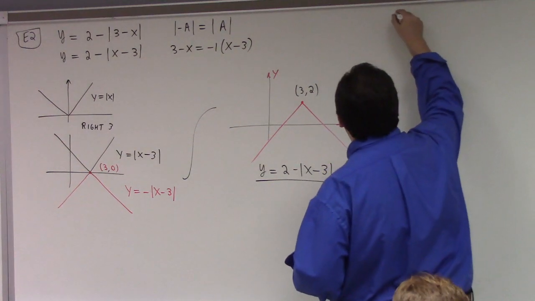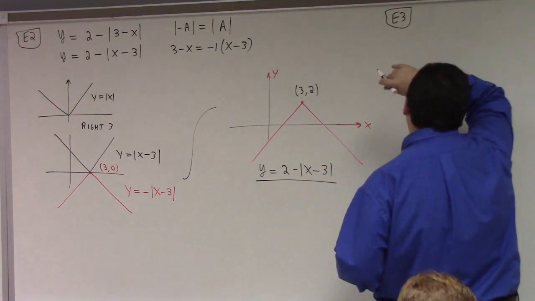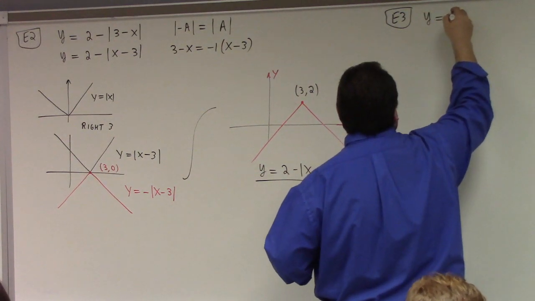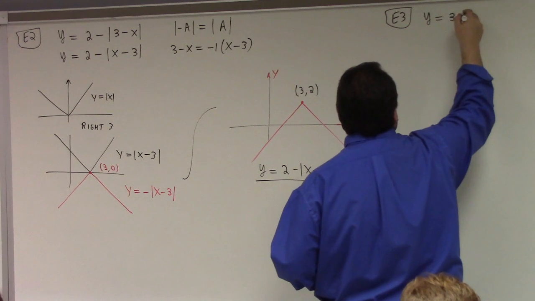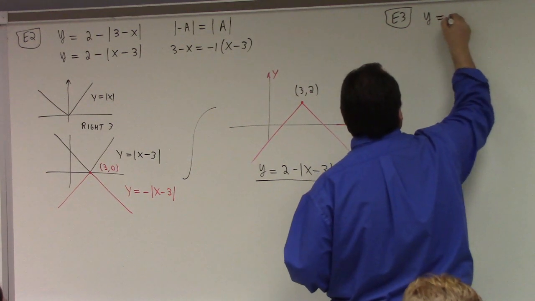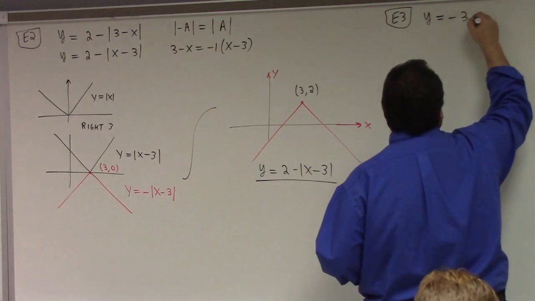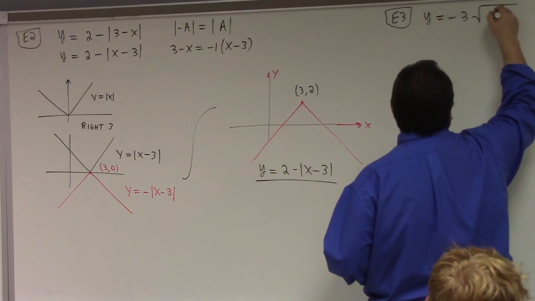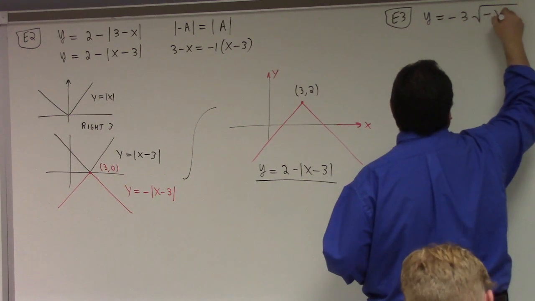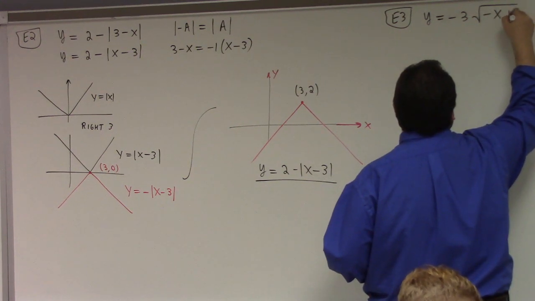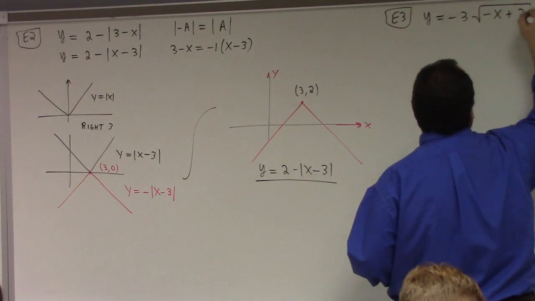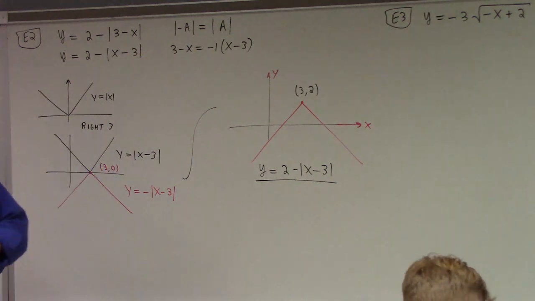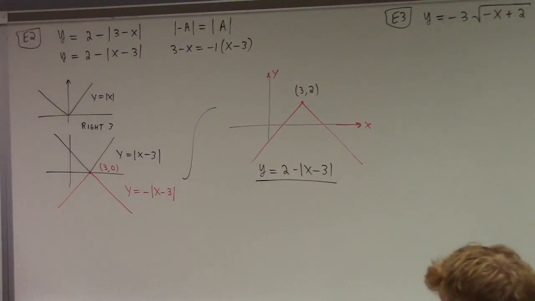Example 3. All right. So this time we'll look at y equals minus 3 times the square root of minus x plus 2. This is kind of annoying, a problem.